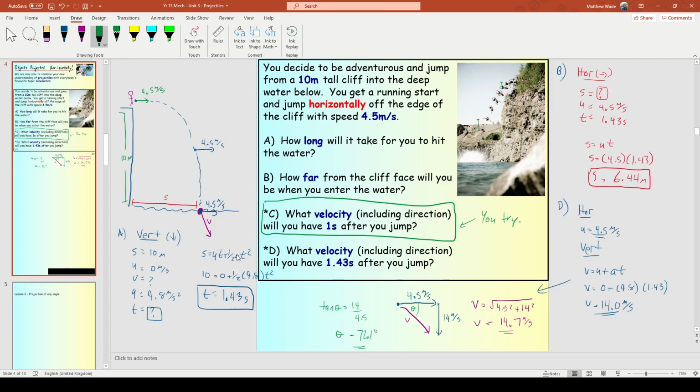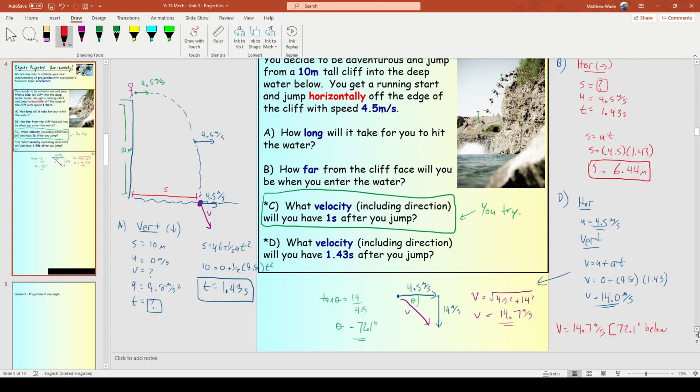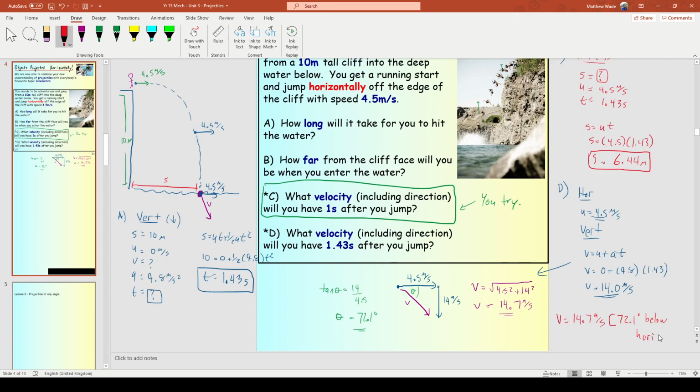Okay, so ready? Final answer is just this then, buddies. V equals 14.7 meters per second, open square bracket, 72.1 degrees, and I'm going to say below horizontal. And that is it. Done and dusted. Cool beans, buddies. So below horizontal because that was horizontal and you're below it. So 72.1 below horizontal, which is quite cool.